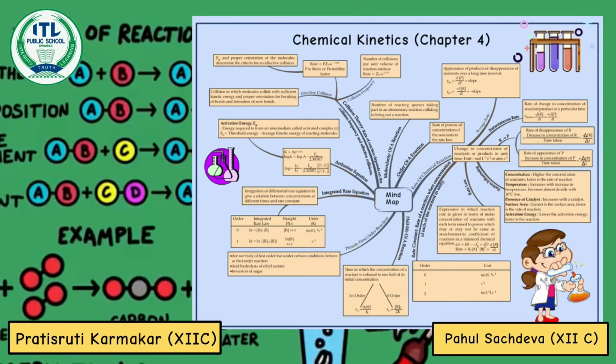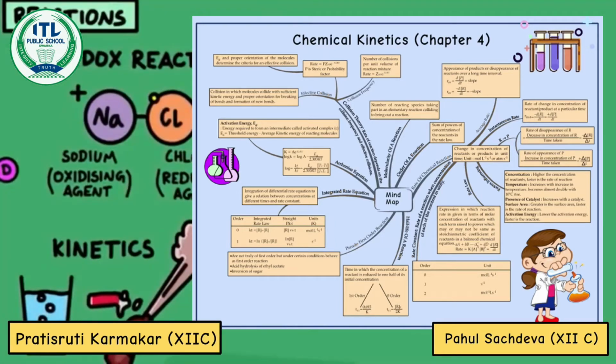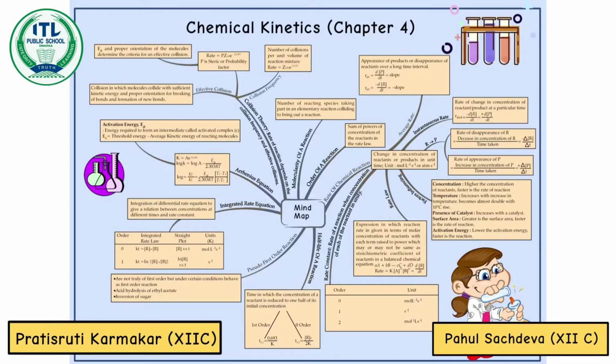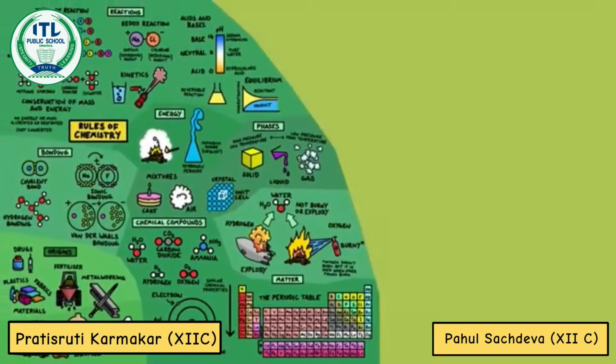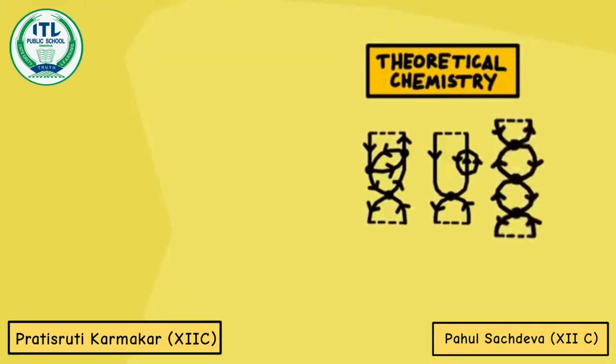Chemical kinetics is the branch of physical chemistry concerned with understanding the rate of reactions. The left side of the mind map summarizes the factors influencing the rate of the reaction and the rate constant. Integrated equation, pseudo first order reaction, and the collision theory are also discussed. On the screen, you can see the various areas of chemistry.